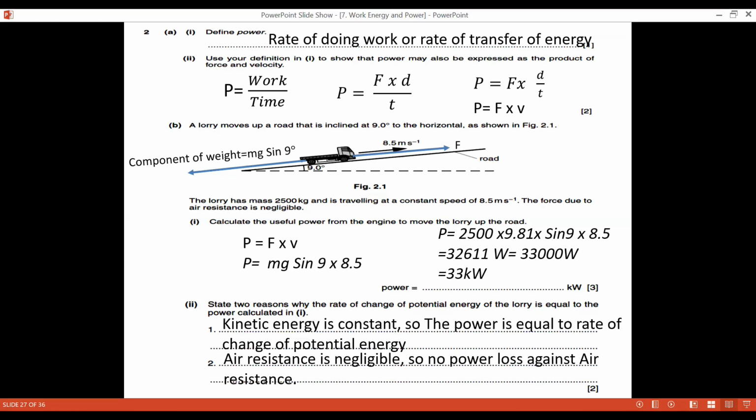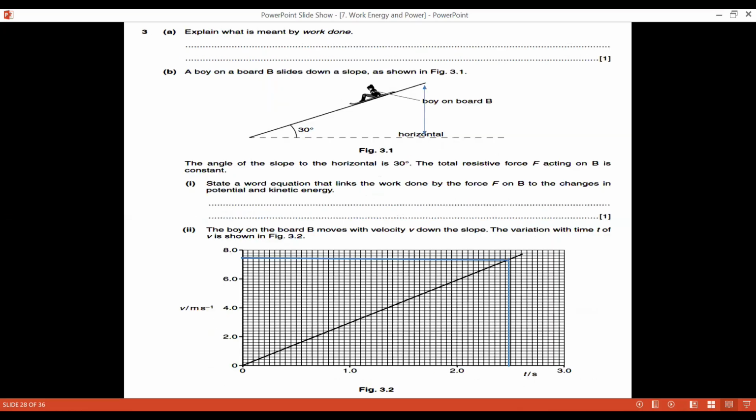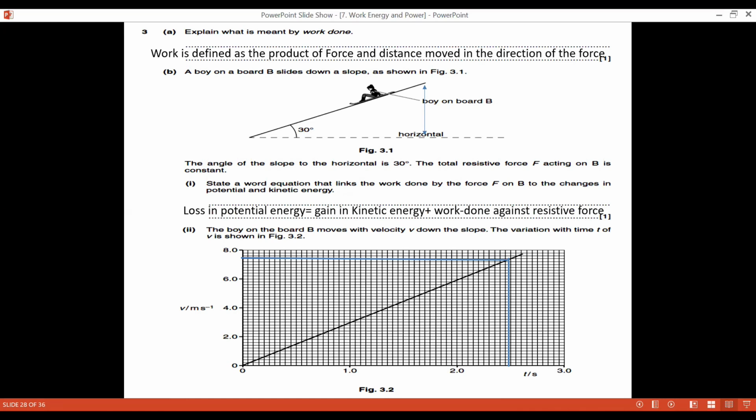Okay, one more question. What is meant by work done? It is the product of force and distance moved in the direction of the force. State a word equation that relates the change of potential energy and kinetic energy, where there are resistive forces. Loss in potential energy will be equal to gain in kinetic energy plus work done against resistive forces.